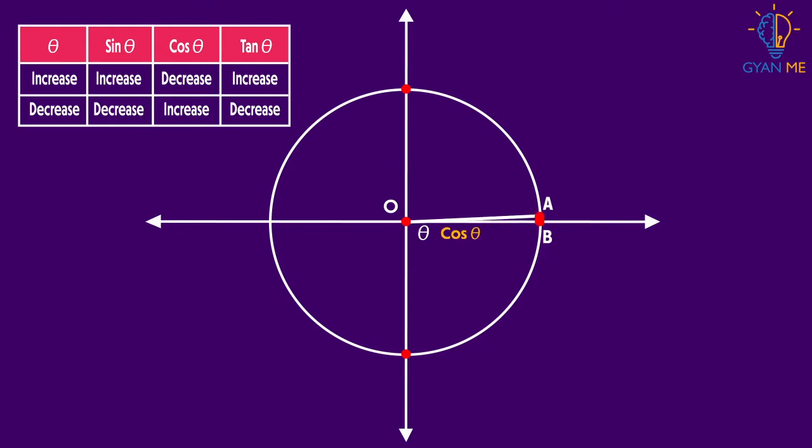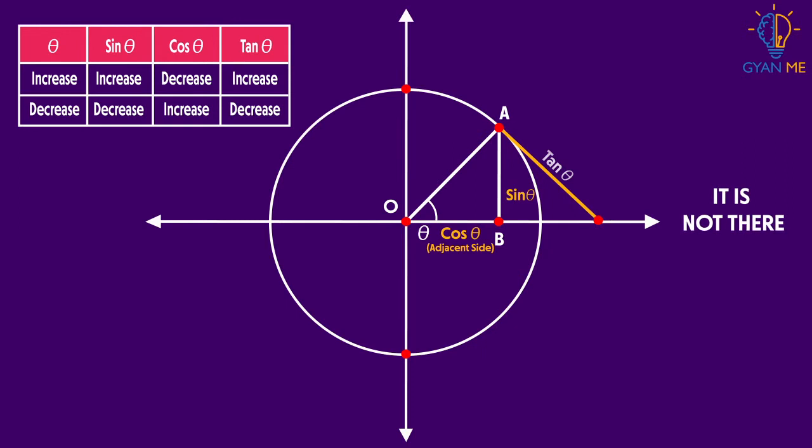Also notice that exact opposite happens to cos theta. Yes, as the angle reduces, the adjacent side cos theta increases. That is, the length of OB increases. Now what happens to tan theta? Evidently, it's not there, right?